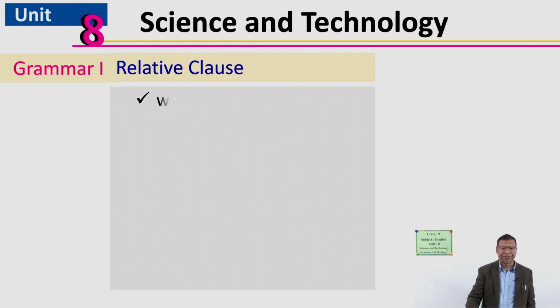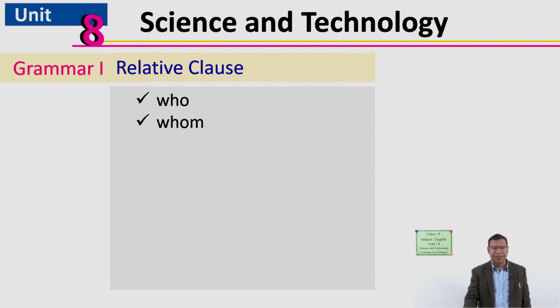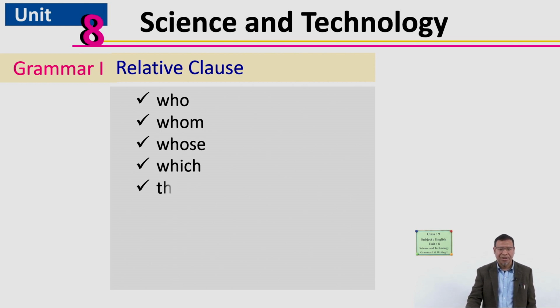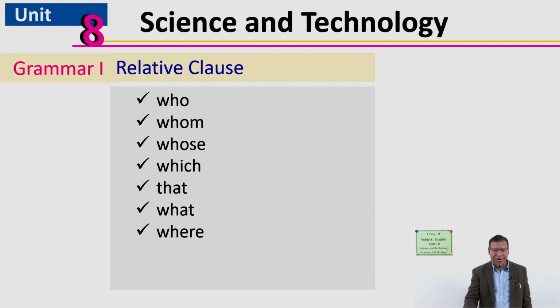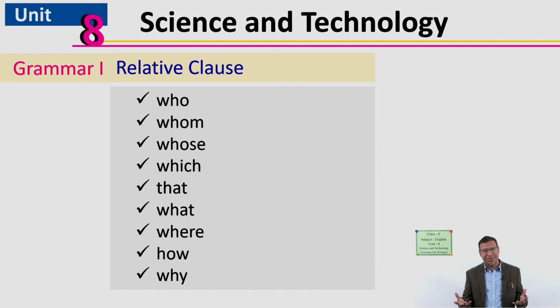Now let's see this one. Who, whom, whose, which, that, what, where, how, why. So you must have known these words, okay? This is very familiar. These are the words used to make questions most often. But these are also used to make relative clauses, okay? And these are the relative pronouns and they are used to make relative clauses. Let's go ahead.